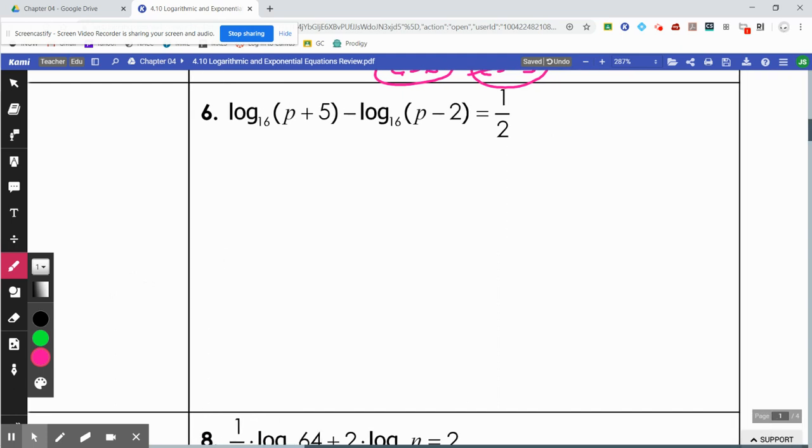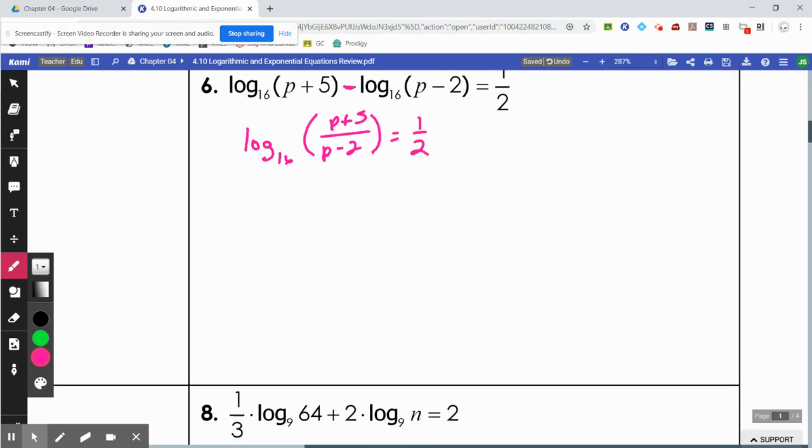Next one, we do have to condense the logarithms first. So we have a subtraction, so we're going to use our quotient rule. That'd be log base 16 of p plus 5 over p minus 2 equals 1/2. Once you have them condensed, you don't have a log equals those logs, so we're going to rewrite it in exponential form. That'll be 16 to the 1/2 power equals p plus 5 over p minus 2.